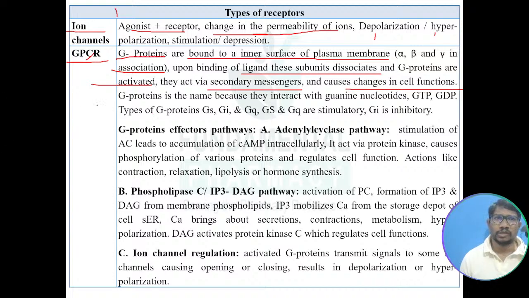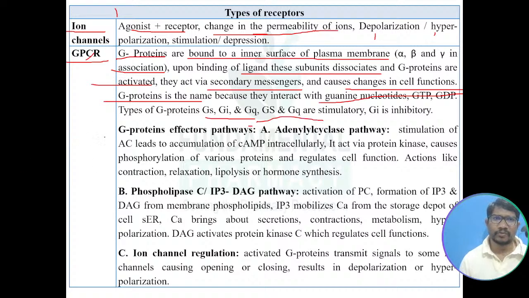GPCR में जो G protein है वो नाम कहाँ से आता है? G protein name is given because they interact with the guanine nucleotides. They interact with the guanine nucleotide, for example, GTP, GDP. Now these G proteins are of different types. So GS, GI, GQ. GS and GQ जो होता है that is stimulatory in nature. GI is inhibitory in nature.